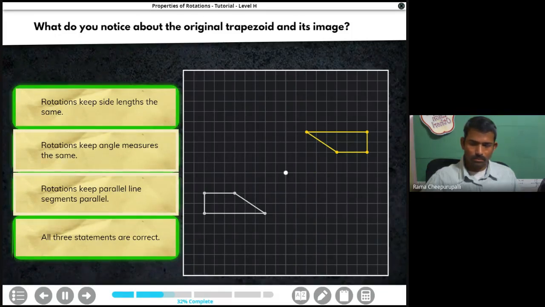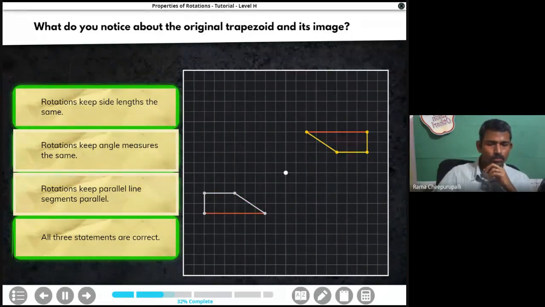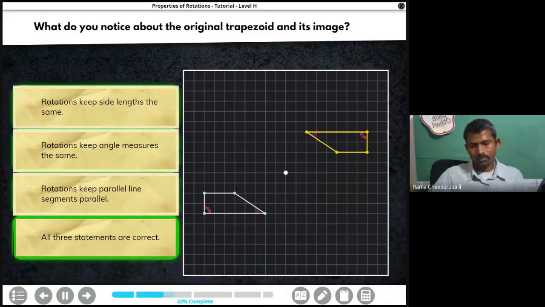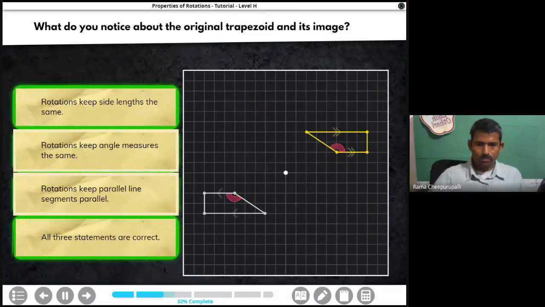Just like translations and reflections, rotations result in congruent figures. Rotations map line segments to line segments that are the same length, and angles to angles that have the same measure. They also map parallel segments to parallel segments. When you rotate a figure, the only thing that changes is its position and its orientation. The longest side is on the bottom of the original trapezoid, but after the rotation, the longest side is on the top of the image.